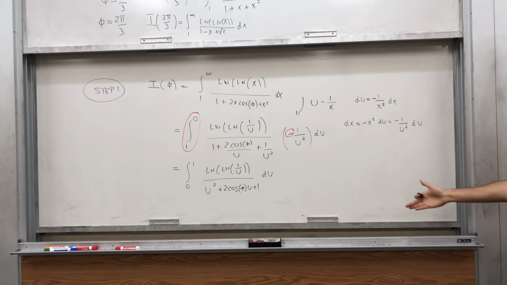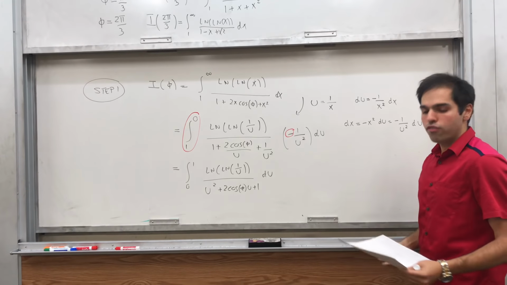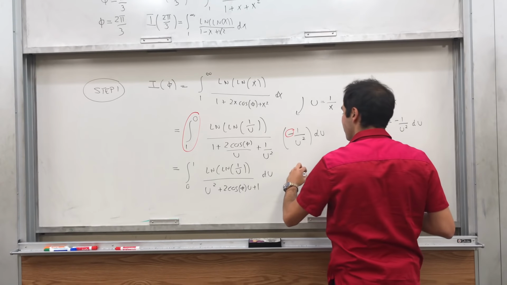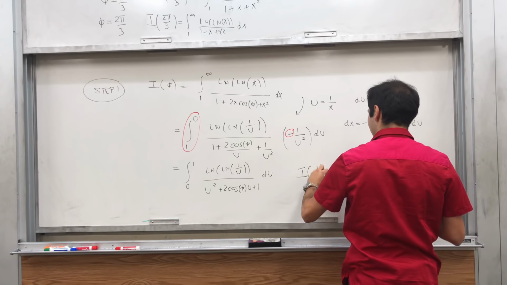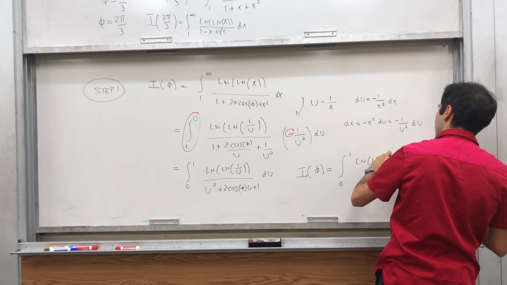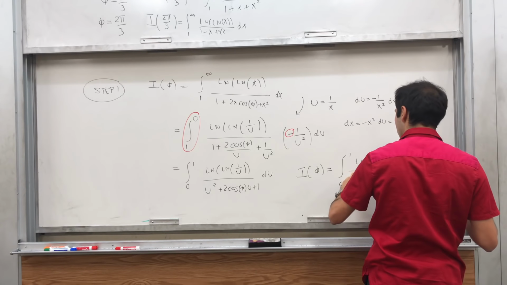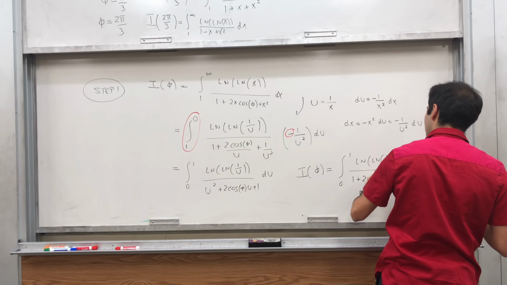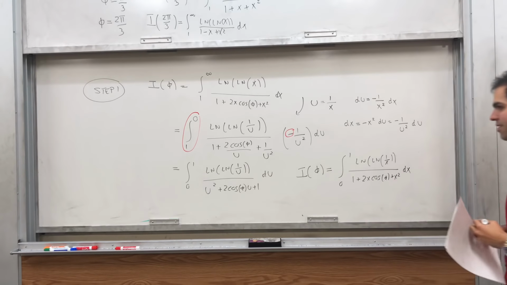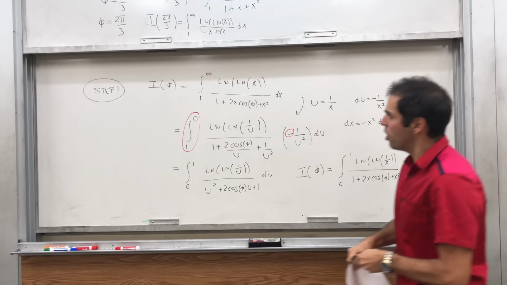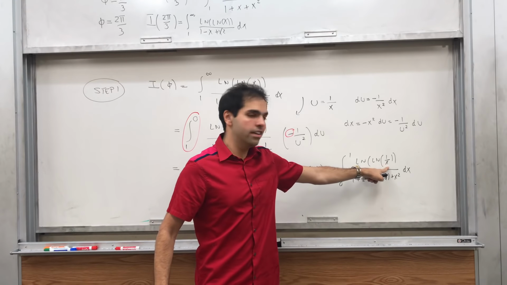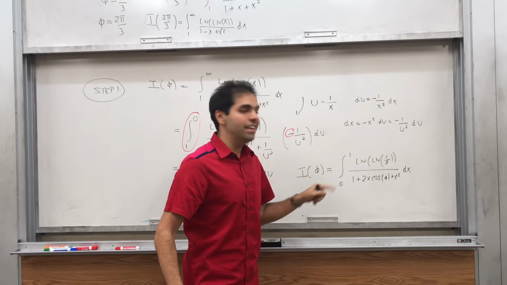And this is really the form we will deal with from now on. In other words, if you want to use a substitution u equals x or something, then the thing that's left to study is the integral from 0 to 1 of ln of 1 over x over 1 plus 2x cosine of phi plus x squared dx. So that was step 1, the warm-up, so just rewriting this integral into a slightly more complicated form. We have 1 over x, but at least the bounds are good.